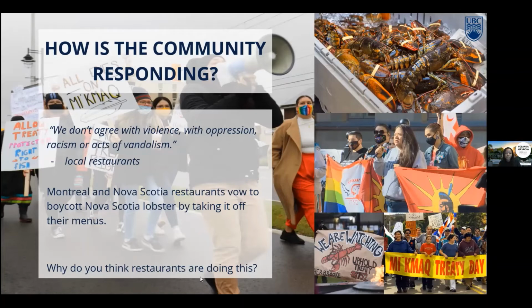conflict. So the second photo shows the rally in Halifax. Hundreds of residents showed up to the rally to support the Mi'kmaq during the dispute. This really shows how the community was standing together and standing by the Indigenous people within Nova Scotia.